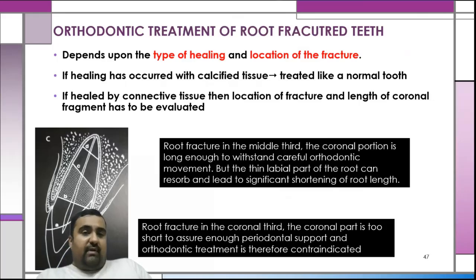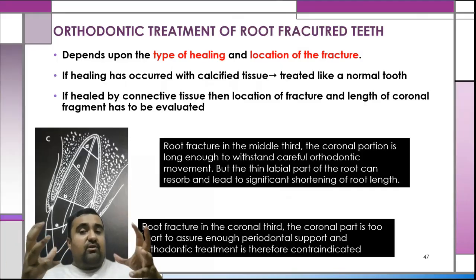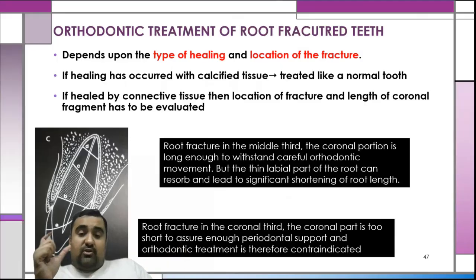And when you suggest orthodontic treatment of root fractured teeth, it depends on the type of healing and the location of the fracture. If the healing has occurred with calcified tissue, you treat it like a normal tooth. If healed by connective tissue, then check the location of the fracture and the length of the coronal fragment, which has to be evaluated.